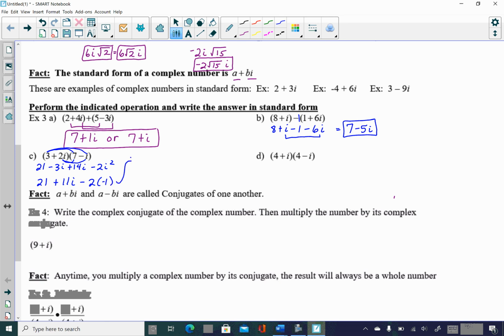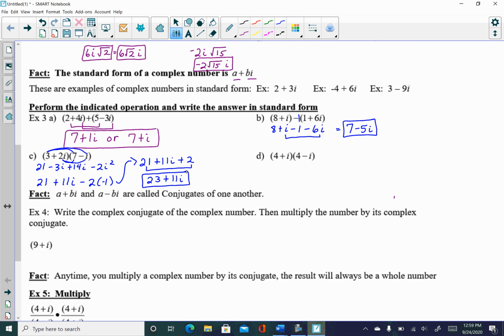And now let's burn an extra step. So I have 21 plus 11i. Negative 2 times negative 1 will give me positive 2. And now lastly, I've got like terms, 21 plus 2, 23 plus 11i. Final answer. Okay.